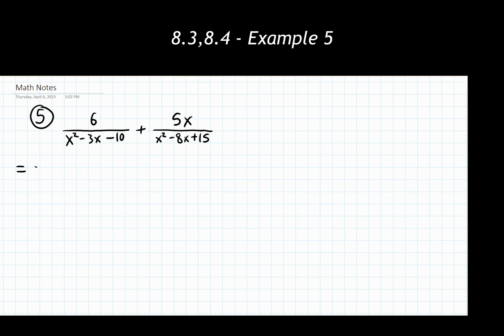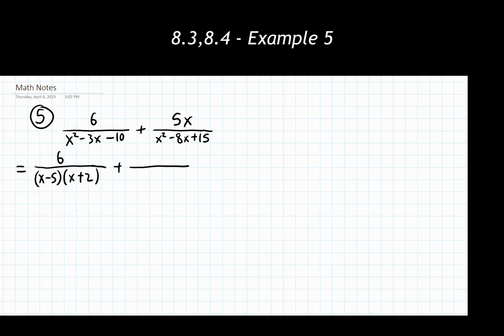looking at this, I'm noticing there's no larger number here. So I now just need to find two numbers that multiply to negative 10 and add together to be negative 3. And those numbers are going to be negative 5 and positive 2. So our first denominator, fully factored.